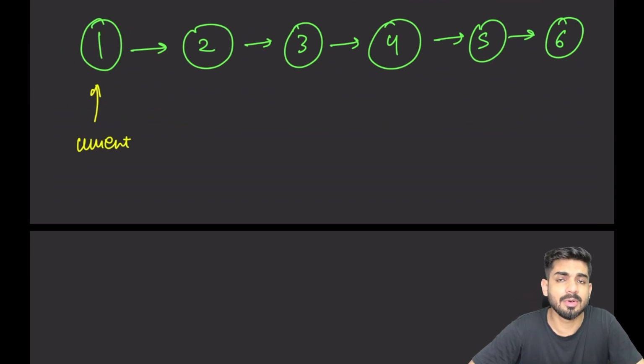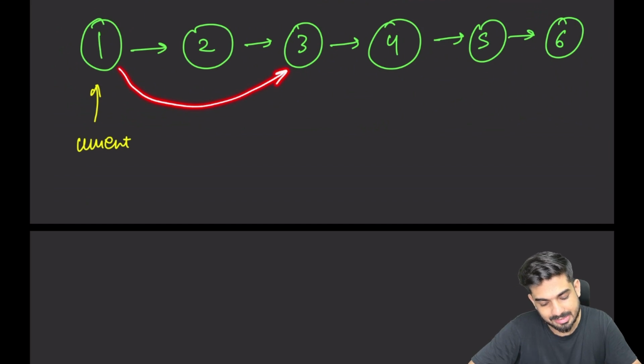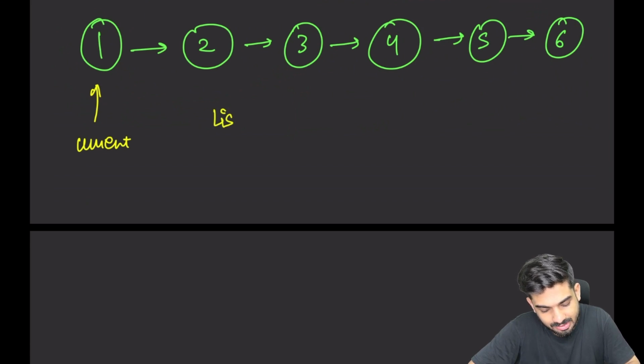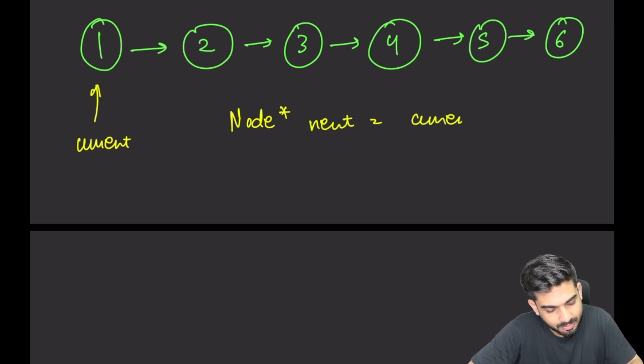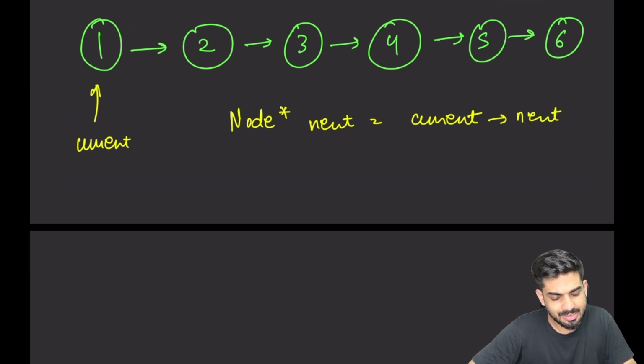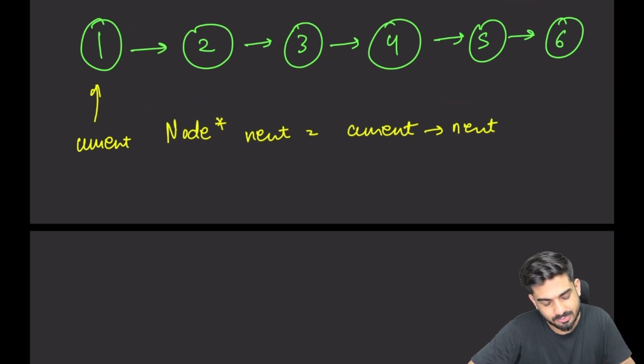Now I need to move forward in the linked list, and I need to change some connections as well. I want to connect this 1 with this 3, and move directly to this 3 node. So I can find out what the next node is. If we are given a node class, we could write Node star next equals current of next. We will discuss how the condition can be modified for the even case as well, but this will just help us find our next node.